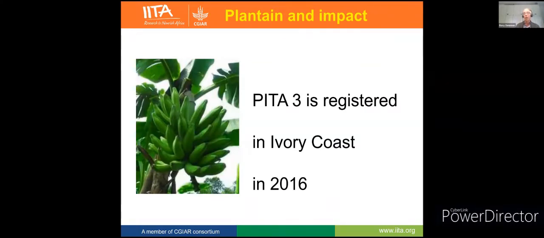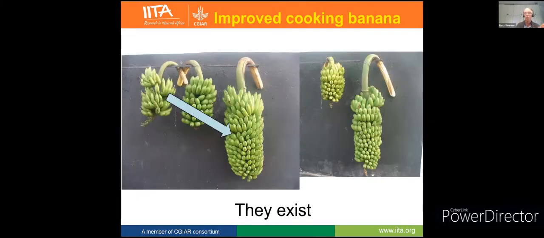So PITA, which means Plantain made from IITA, has been registered and accepted in Ivory Coast, 2016. It's now being grown in Togo, in Benin, in Mali, Burkina Faso. It's been planted out in Sierra Leone. So breeding is possible. I come back to that point. And the same thing happens here.